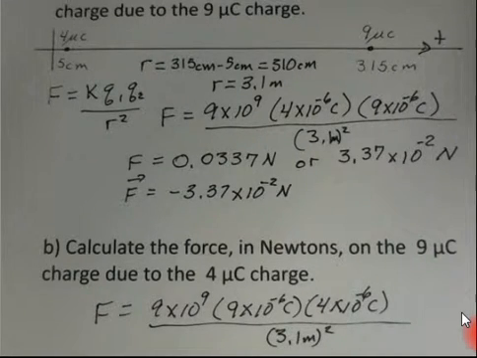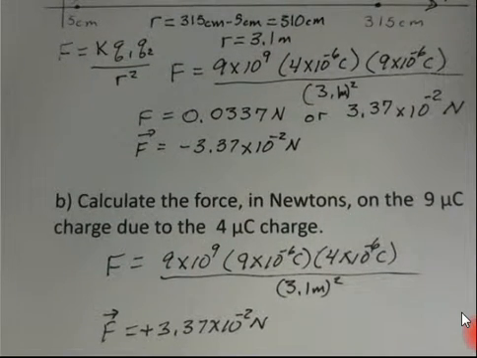Yes, just the order of the multiplication is back and forth, but that does not make any difference. 4 times 3 is 12, 3 times 4 is 12. So the exchange of the charge numbers here does not change the result. We get the same magnitude for the force on the 9 microcoulomb charge as the force on the 4 microcoulomb charge. The only difference is direction.